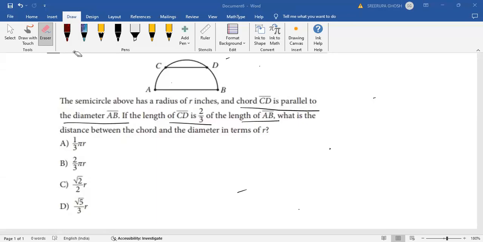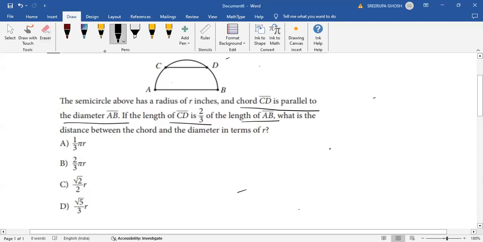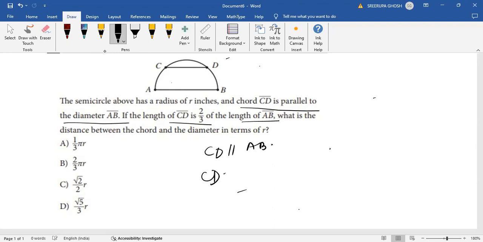Okay. Let's look at the question first. So if you look at the question, you will see... let's rework on the facts which are given. What are the facts that we have? We have CD is parallel to AB. We have CD is 2 by 3 AB.